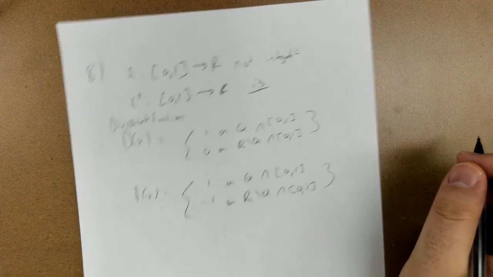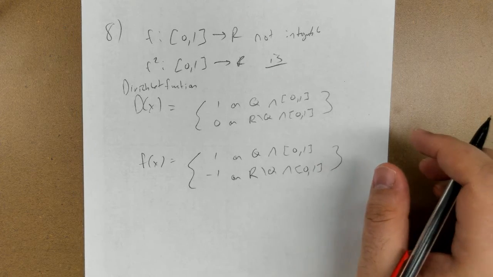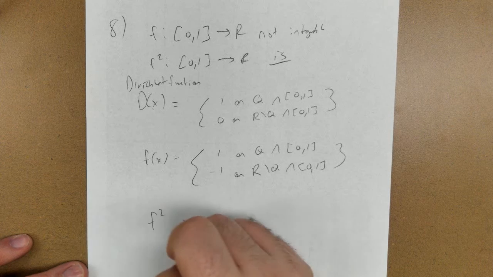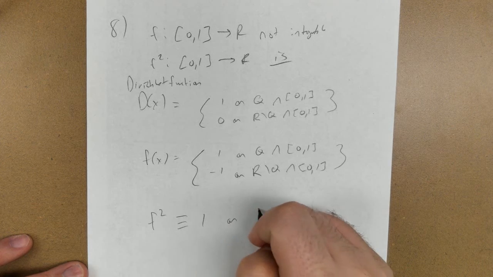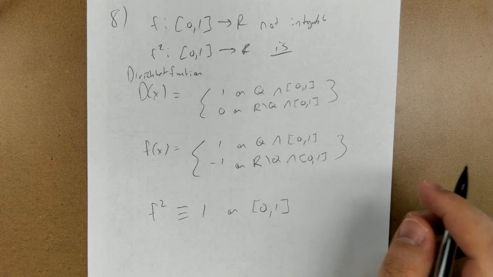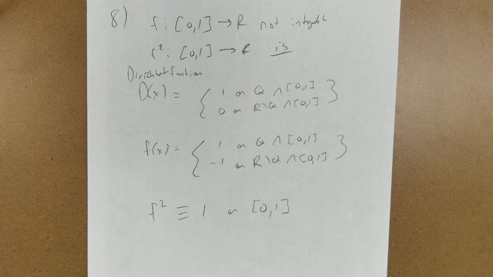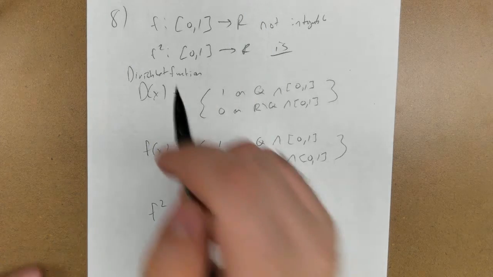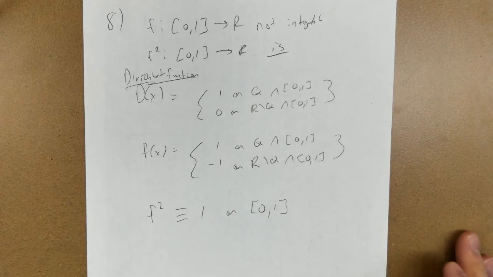But now if you square that, 1 squared is 1, but negative 1 squared is also 1. So f squared would be identically 1 on 0, 1. And that's integrable, that has area 1. So in general, it's good for different topics to have a key bag of tricks for your classic counterexamples. For integration, it's almost always the Dirichlet function.